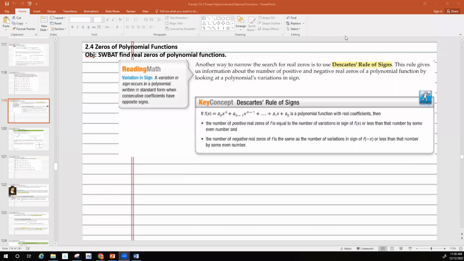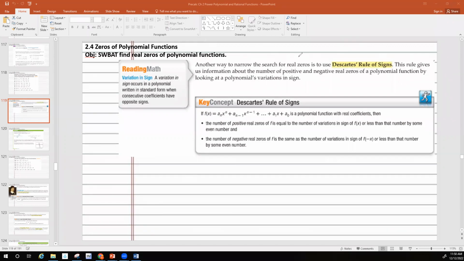All right, so let's look at 2.4 zeros and polynomial functions. The objective is that you'll be able to find real zeros of polynomial functions. So today we're going to look at Descartes' rule of signs.